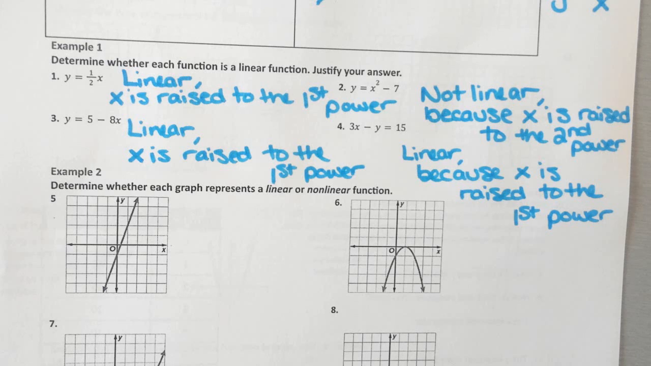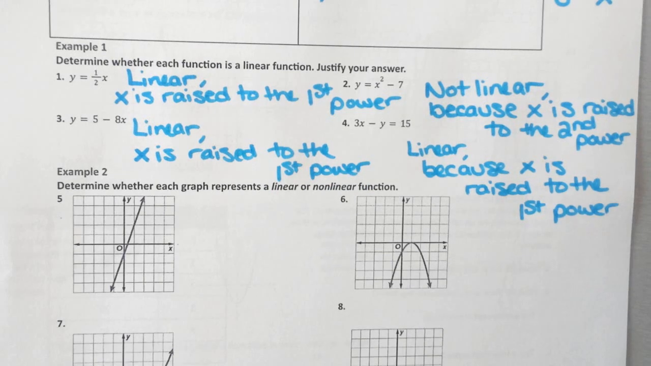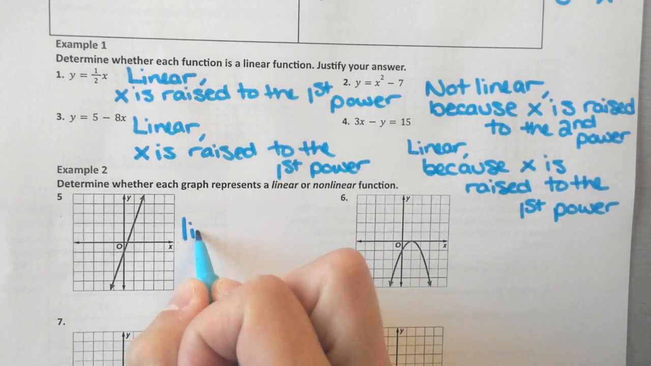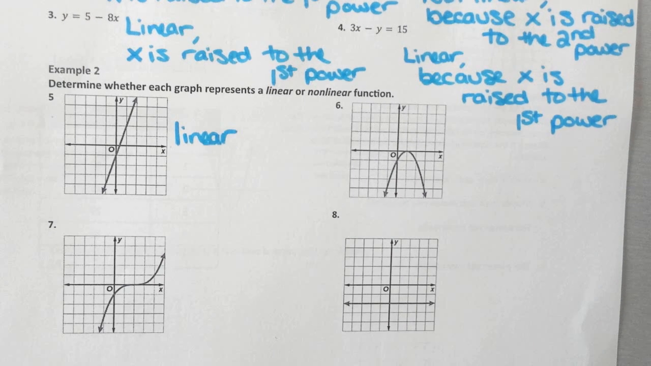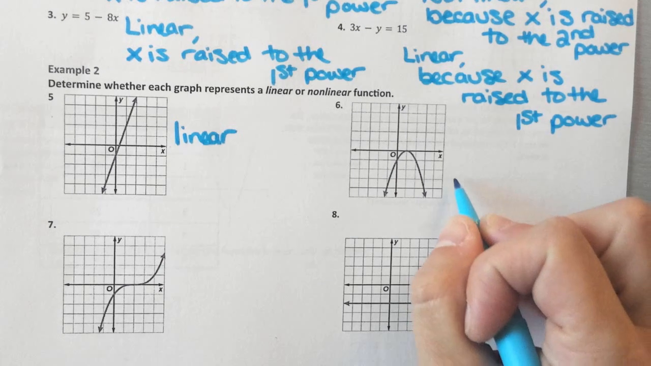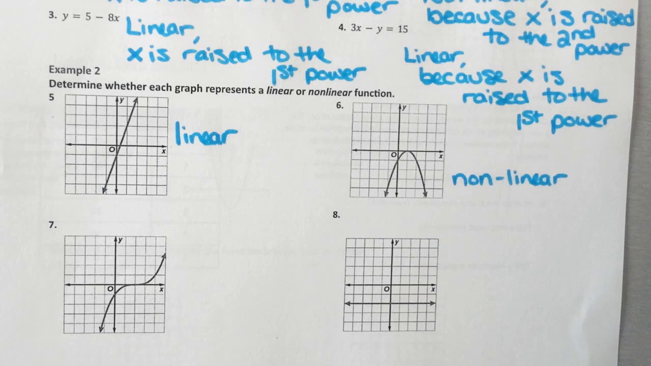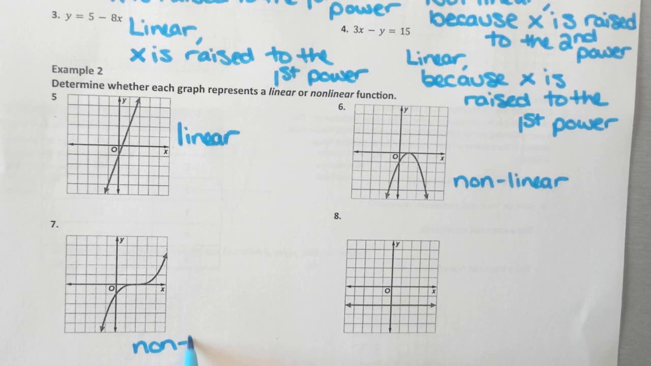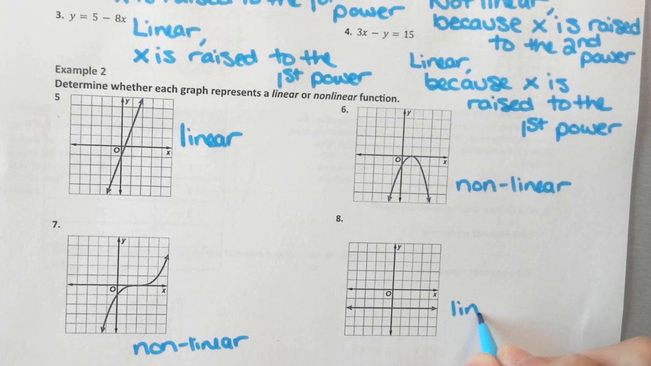Alright, the next part's a little bit easier because we don't need justification, we just need linear or non. Number 5, is that linear? Yes. Linear. How about 6? No. 6 is non-linear. That's not a line. How about 7? No. Non-linear. And notice it doesn't say justify, it just says tell me what it is. How about 8? Yes.